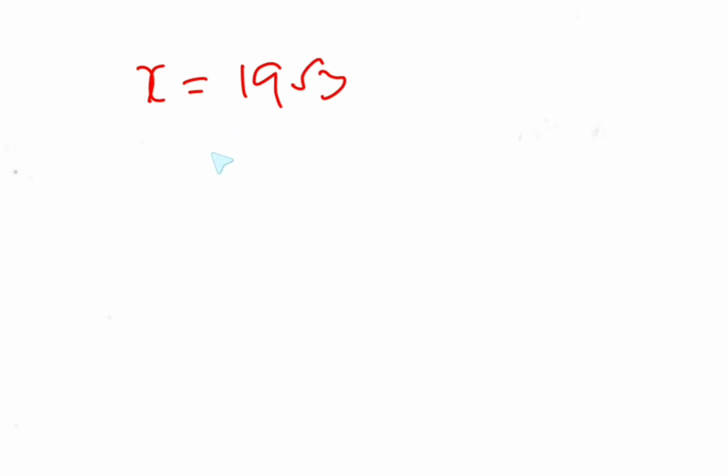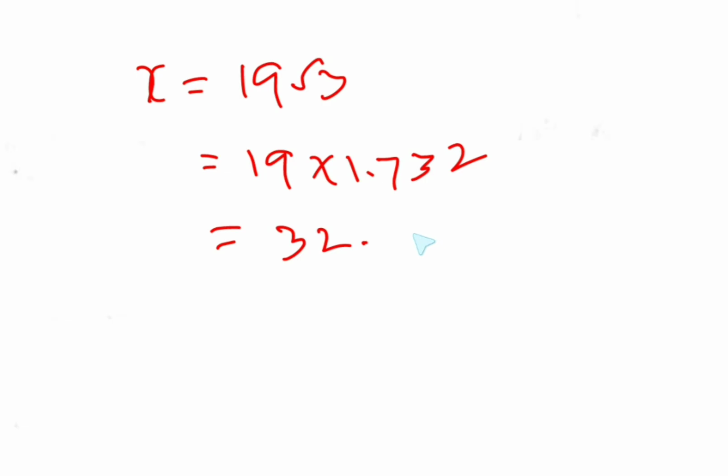x equal to 19 root 3, that is 19 into 1.732, which equals 32.908 meters. He walked towards the temple 32.908 meters.